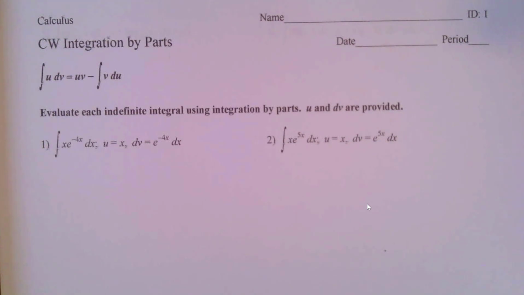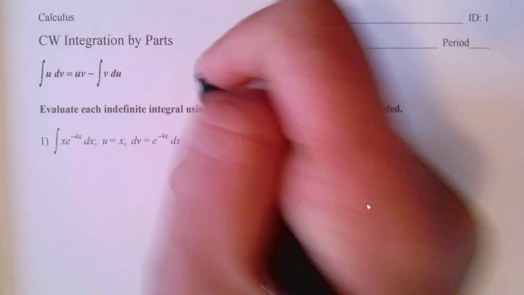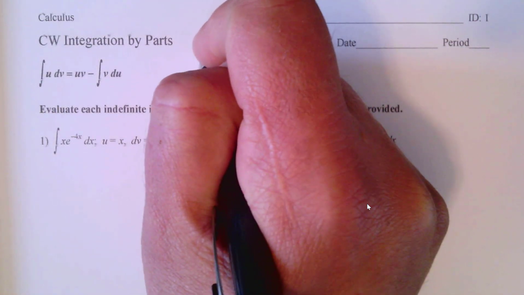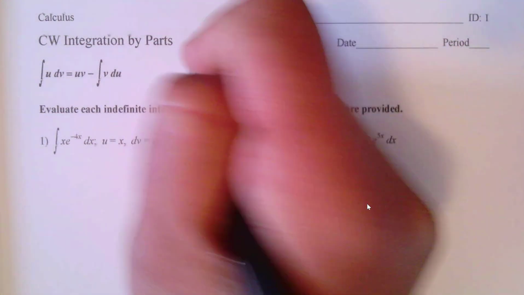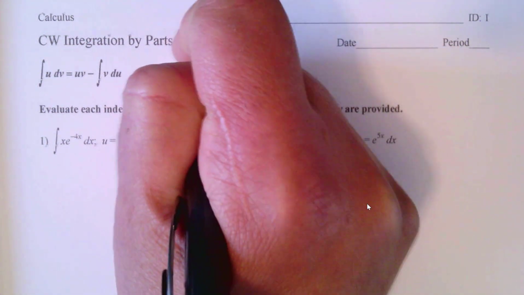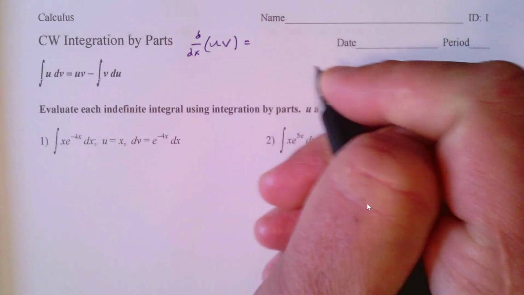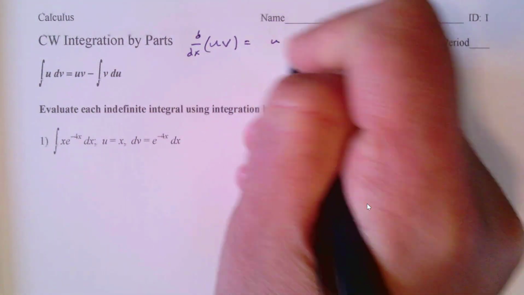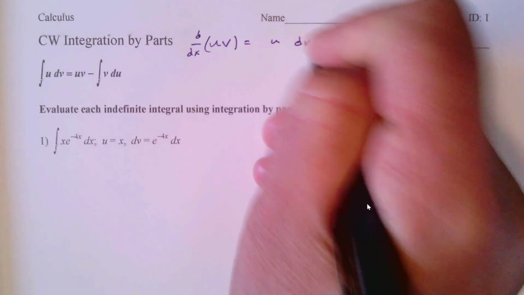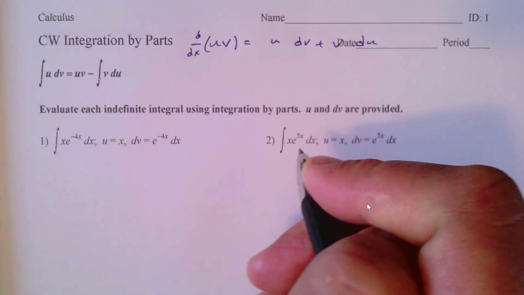Integration by parts is going to use this formula, which is derived by using the product rule. So, product rule for differentiation: if we take two functions, u times v, and we take the derivative of that product, then we know that we're going to have the first, which is u, times dv, plus the second, which is v, times du.